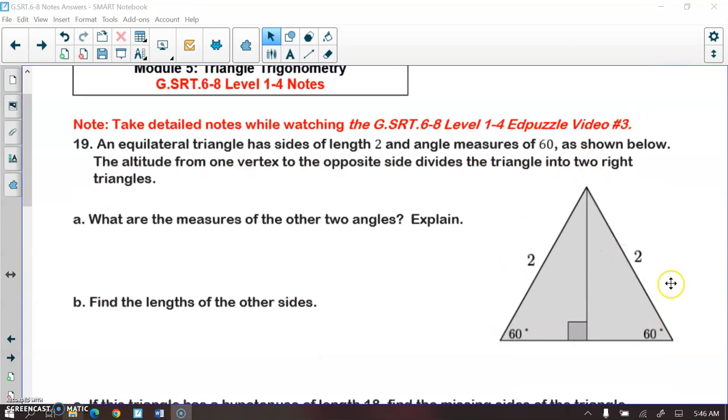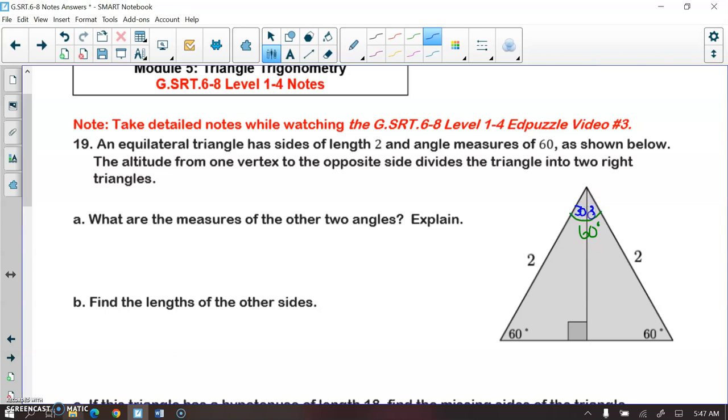All right, so this triangle here is an equilateral triangle. With it being an equilateral triangle, what that means is that this angle here is 60 degrees. That side length going down is called the altitude, and the altitude on an equilateral triangle or an isosceles triangle bisects the angle and bisects the side length. So the whole side length is 2, so it cuts it into 1 and 1.